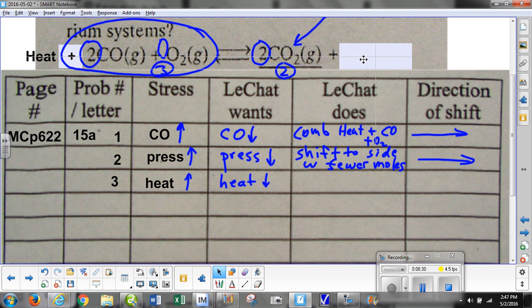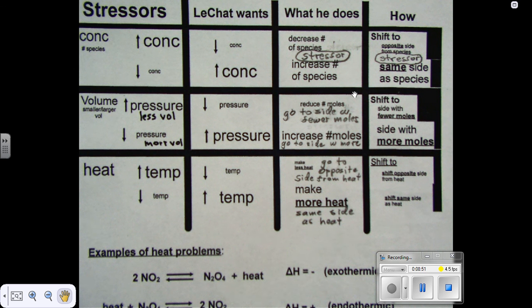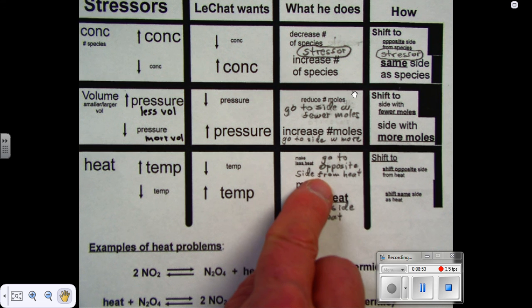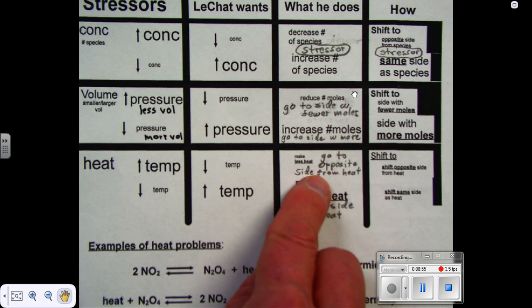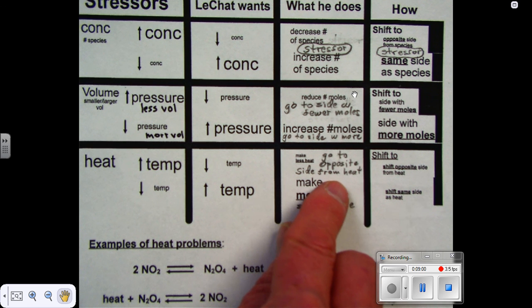Okay? So what would you think Le Chatelier would do now? He wants to make less heat by what? We see, that's what this says, make less heat. But how is he going to make less heat? Did you write this in here? Did you write this in? Okay, when it's less heat, he's going to the side opposite from the heat. You want to write that in right now.